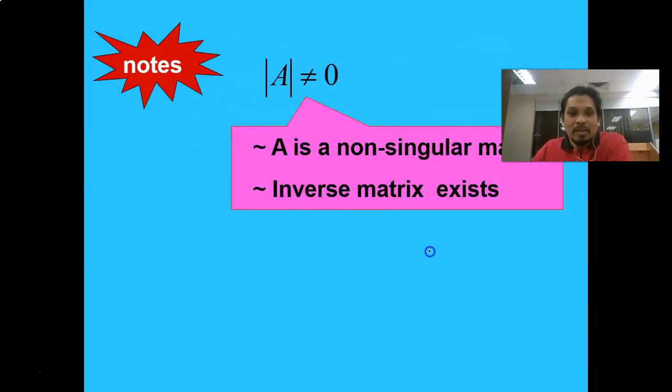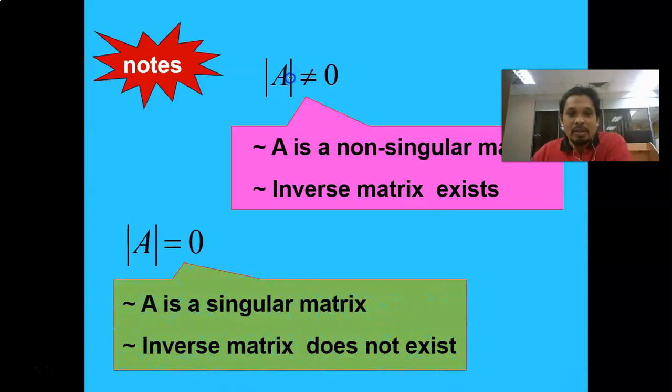So make sure that A is a non-singular matrix and the inverse exists, if the determinant of A is not equal to 0. If it is equal to 0, then A is a singular matrix and the inverse does not exist.